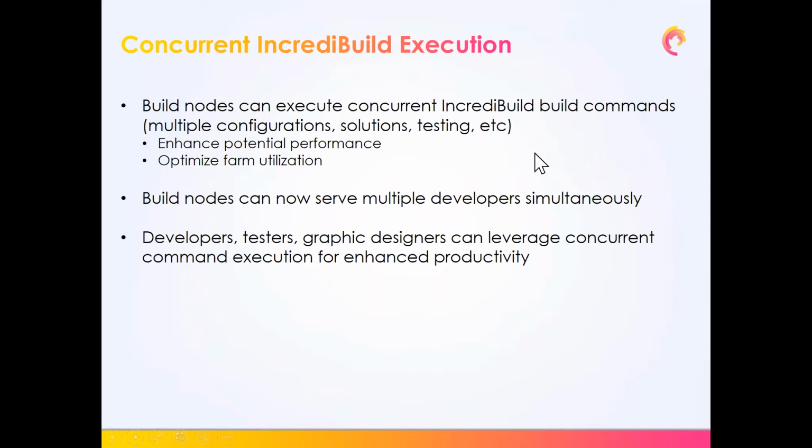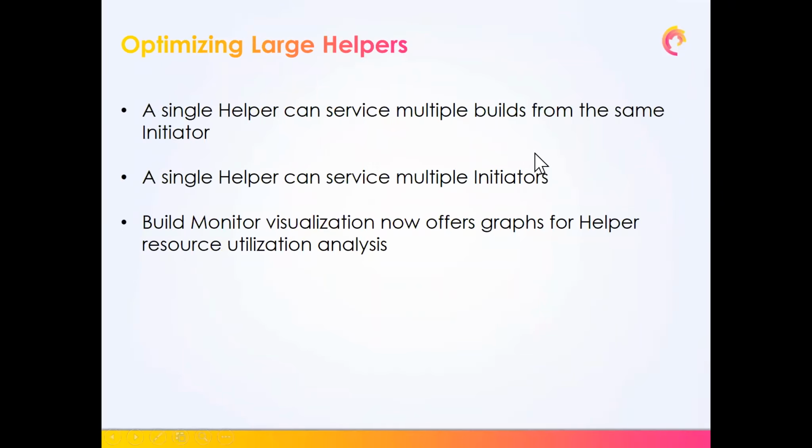Before we show that, let's just go to the other side, because these two features are connected together. One other feature that we added is the ability to break a single helper to service multiple builds coming from the same initiator. So if you had your build node now running multiple builds, multiple IncrediBuild commands in parallel, and you have a bunch of 64 core helpers, these helpers will now be able to split their cores between the multiple builds you're running. And not only that, your helpers will be able to also serve multiple initiators.